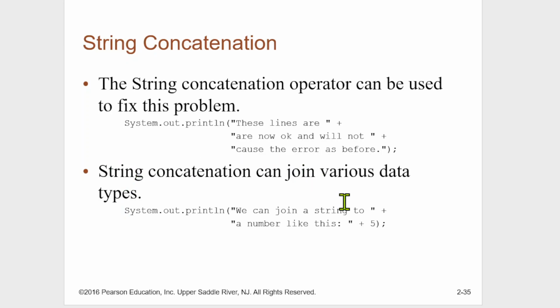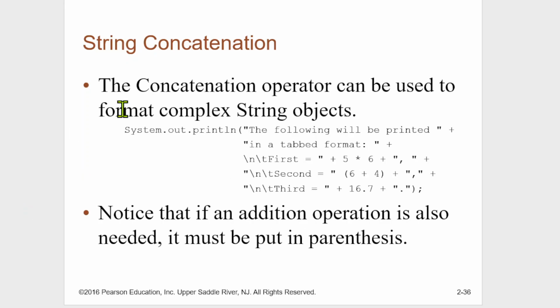It can be used for various data types as well. So now we've got two strings plus a number. It can be used to format complex strings as well. The following would be printed plus in tabbed format plus, and you'd have next line tab first equals 5 times 6. That's what the star is. We'll get to it. If you see the asterisk, that's multiplication. Put a comma in there. Next line tab second equals 6 plus 4. And the comma, then third equals 16 plus 7.